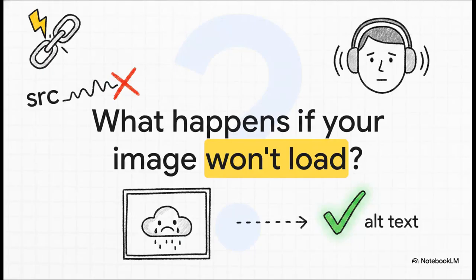But here's a critical scenario that literally every single developer faces at some point. What happens if your user has a terrible, super slow connection? Or maybe you just make a simple typo in that src attribute. Or perhaps the user relies on a screen reader. The visual image just vanishes, and it leaves this confusing blank space. So how do we fix that?